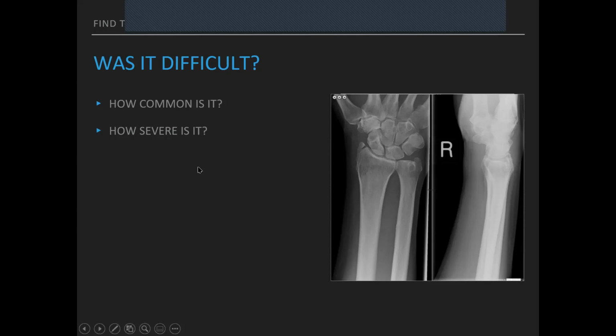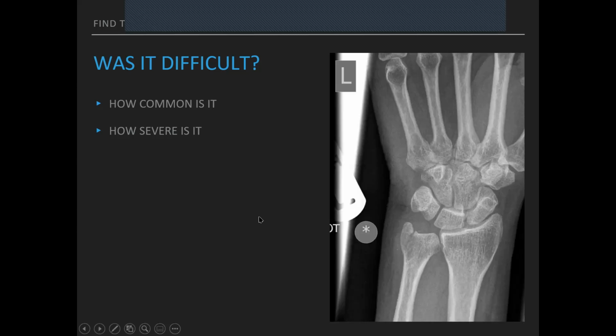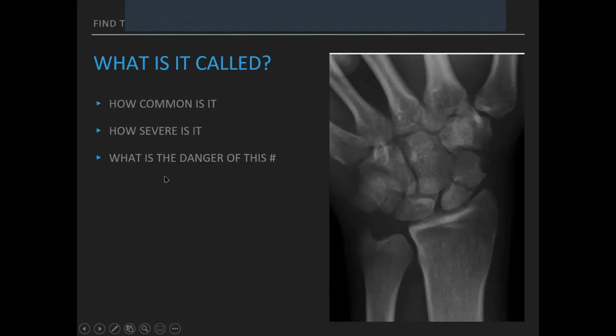Okay, so let's have a look at this. Here we have a radial styloid fracture. Is it common? Yes. Is it severe? No. Does it still need treatment? Of course. That's what you need to think about. Let's try another one. Now from the opposite side, we have an ulnar styloid fracture. Is it common? No. Is it severe? Yes. When we say severe, remember we're talking about in terms of repair, as well as stability.